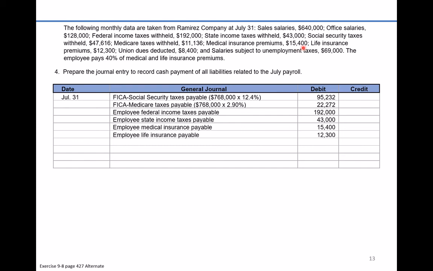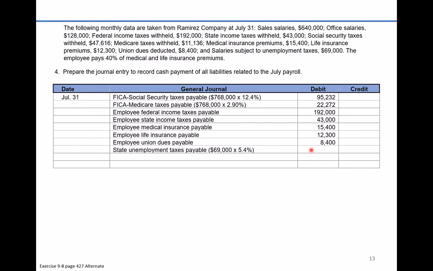The same with the life insurance premiums. A portion of that $12,300 was paid by the employees, a portion by the employers. Together they created a credit balance in the life insurance payable account for $12,300. How do we make a credit balance of $12,300 go away? Well, we're going to give it a debit for $12,300. The union's payable that was only being paid by the employees had a credit balance of $8,400. How do we make that go away? Give it a debit entry for $8,400.